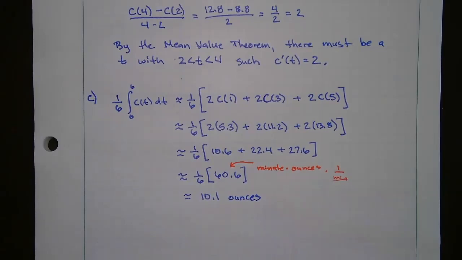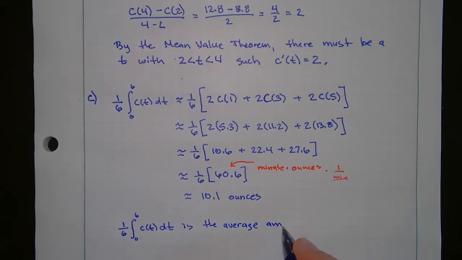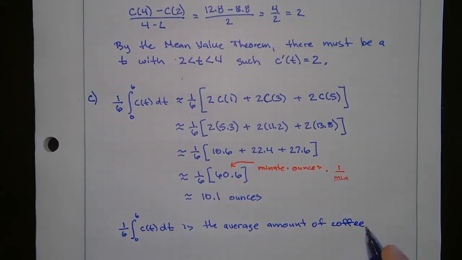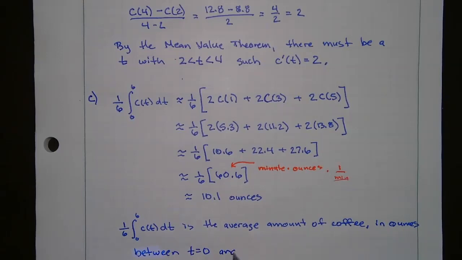Okay, so what is this? What is the meaning of this? Let's write: 1/6 times the integral from 0 to 6 of c of t dt is the average amount of coffee, and it's measured in ounces, between t equals 0 and t equals 6 minutes.